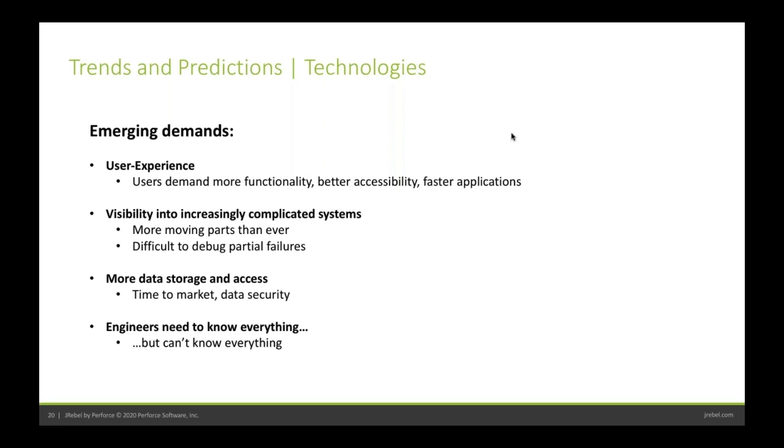All that's driving more storage, more need to access, and the need to go faster than ever. Analysts are saying that we'll see 10 times more change this decade than we saw the last decade. That's an enormous amount of change, which means getting your applications out faster with better quality is even more important than it was in the past.